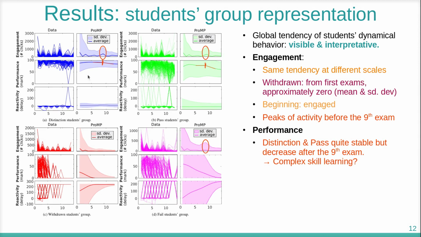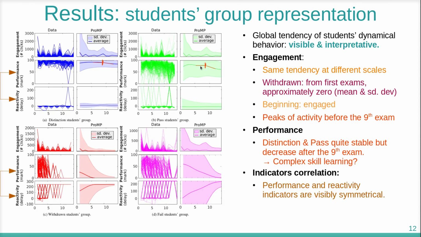About the performance, we can see that the distinction and pass groups are quite stable, but decrease after the 90th exam, maybe because it's a complex skill. We can also detect a correlation between the performance and reactivity indicators, because we can see a kind of symmetry between these dimensions of the ProMP.